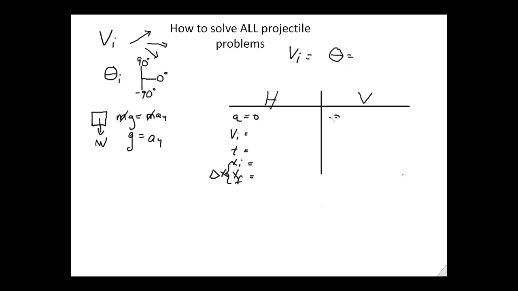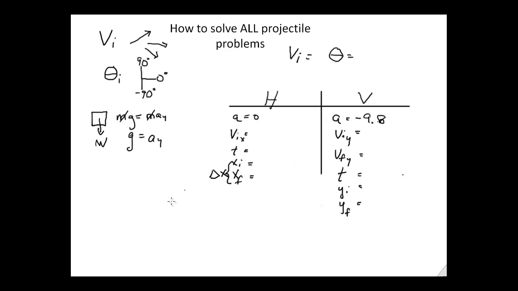Vertically, everything's in play. Vertically, the acceleration is negative 9.8. Then there's the initial velocity on the y-axis. Over here I should have put x. And then there could be a final velocity on the y-axis, time, an initial position vertically, and a final position vertically. So for every single projectile problem, you write down this information, then you read the problem, and you establish what you know and ultimately what you're looking for.